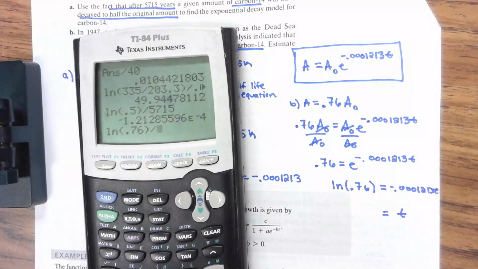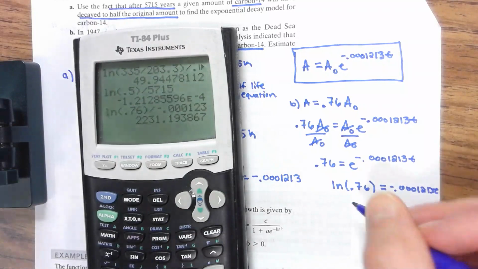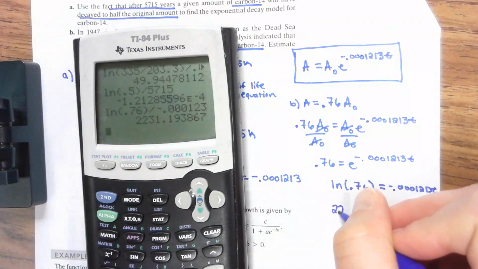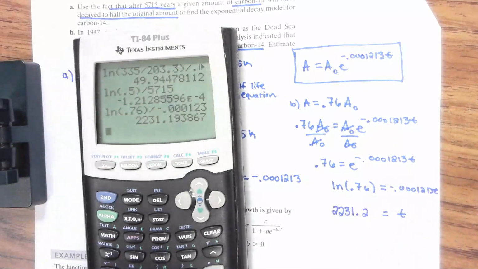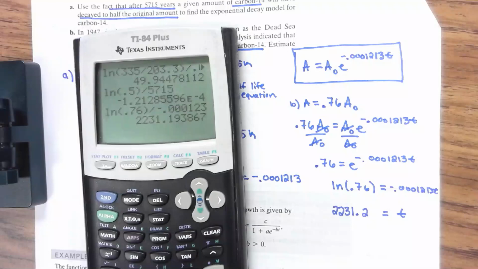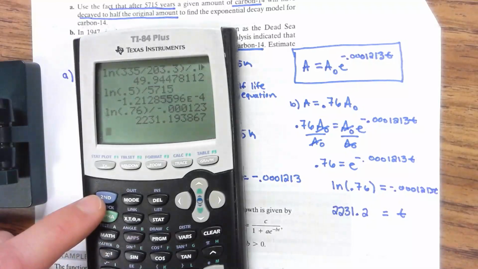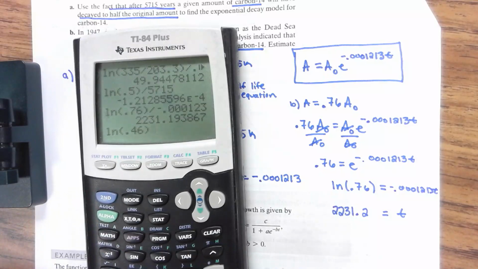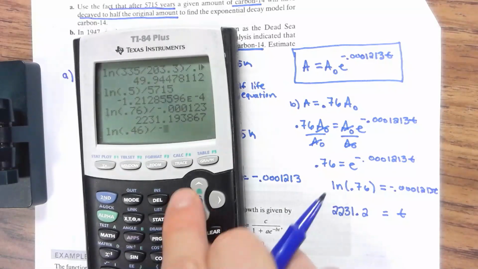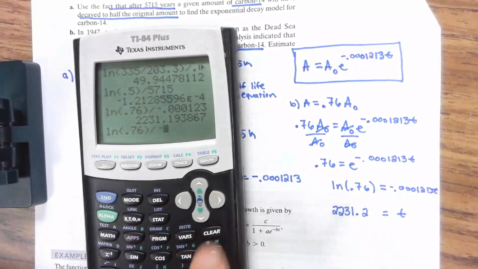divided by negative 0.000123 is 2231.2. What's that? 1213, so let's try that again. Good catch. Natural log of 0.76 divided by, good catch again, negative 0.0001213.